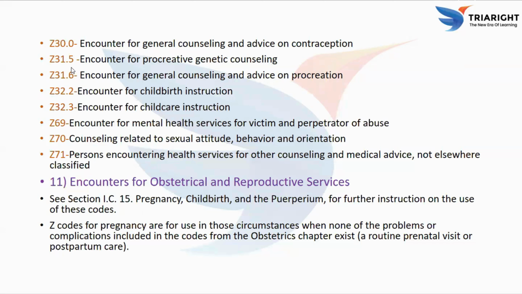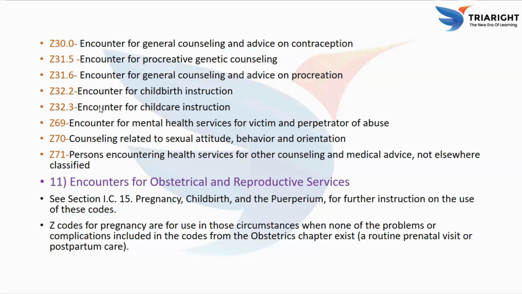Next is Z31.5, encounter for procreative genetic counseling. This is used when counseling is given about genetic risk before pregnancy and inherited disorders. Examples are a couple with a family history of a genetic disease and counseling before IVF, in vitro fertilization. Next is Z31.6, counseling and advice on procreation. This is used for advice about getting pregnant and fertility planning. Examples are advice on timing, ovulation, and pre-pregnancy planning counseling.